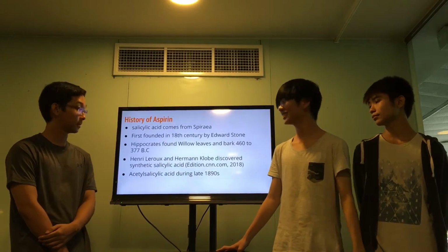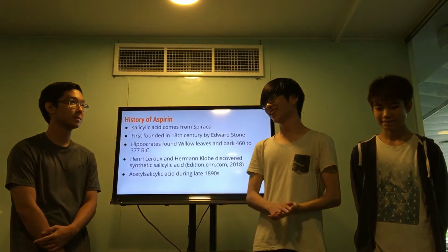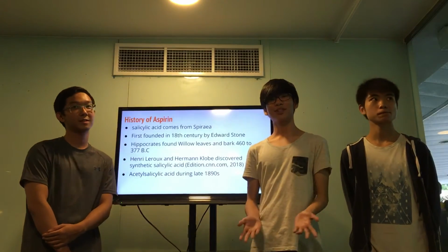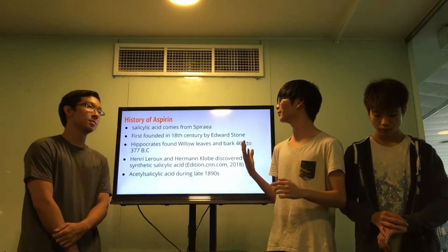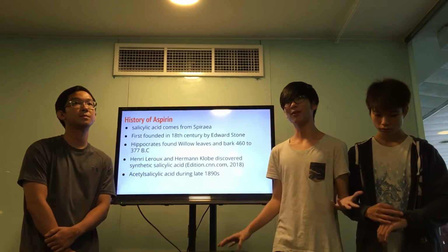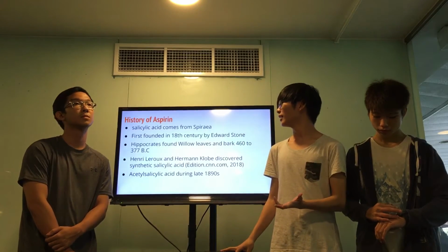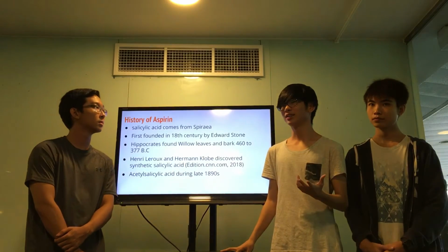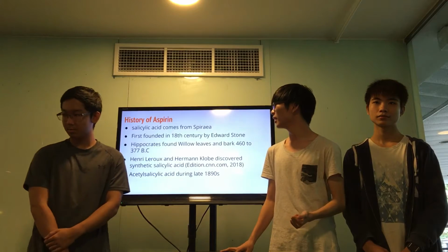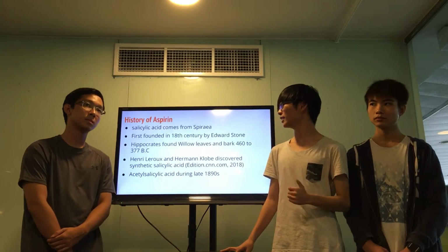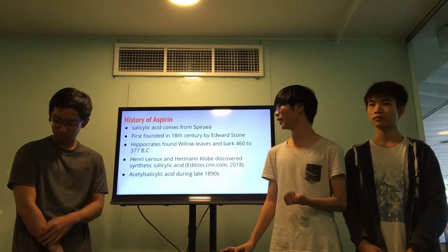Next is the history of aspirin. So you might wonder, where does aspirin come from? Aspirin was first found from Spirea, which is a type of plant, and the Spirea contains the main ingredient, which is salicylic acid. It was first founded in the 18th century by Edward Stone.